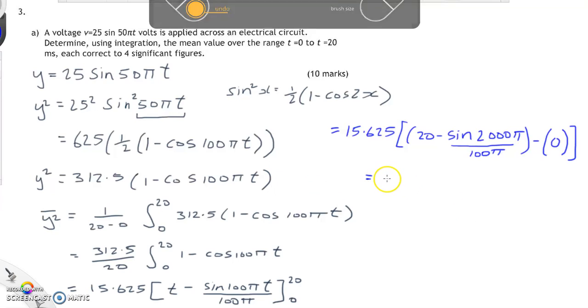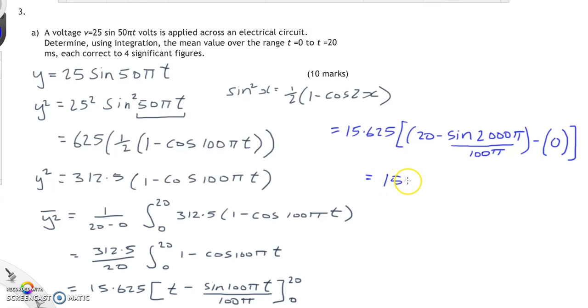Right, so we have 15.625 multiplied by 20. 15.625 multiplied by 20 gives us 312.5. So that's the average value between those limits of y squared.